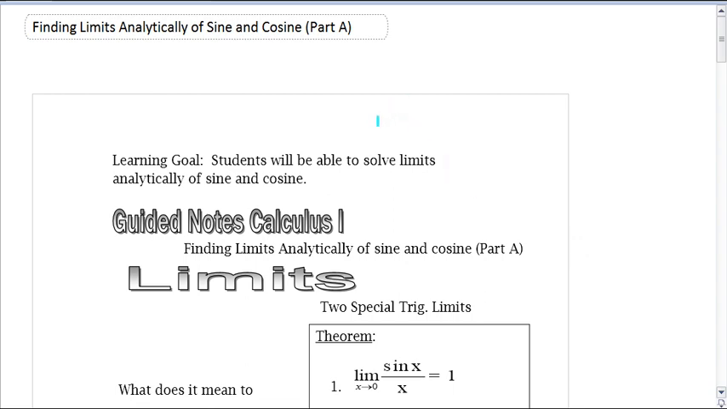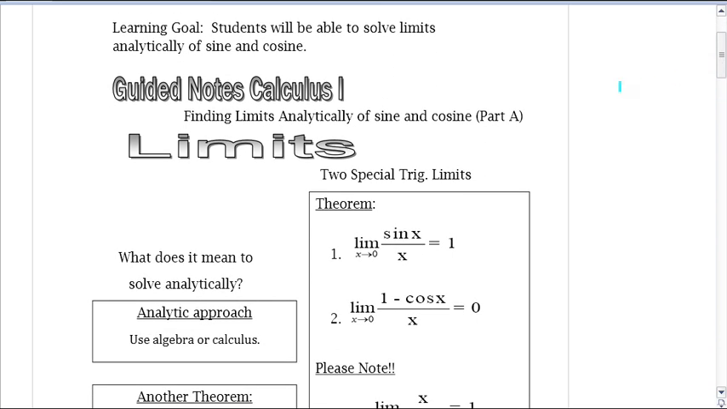Okay, today we're going to take a look at finding limits analytically of sine and cosine. Now, because this is going to take us at least 20 minutes, I have a two-part video for you. So this is part A.